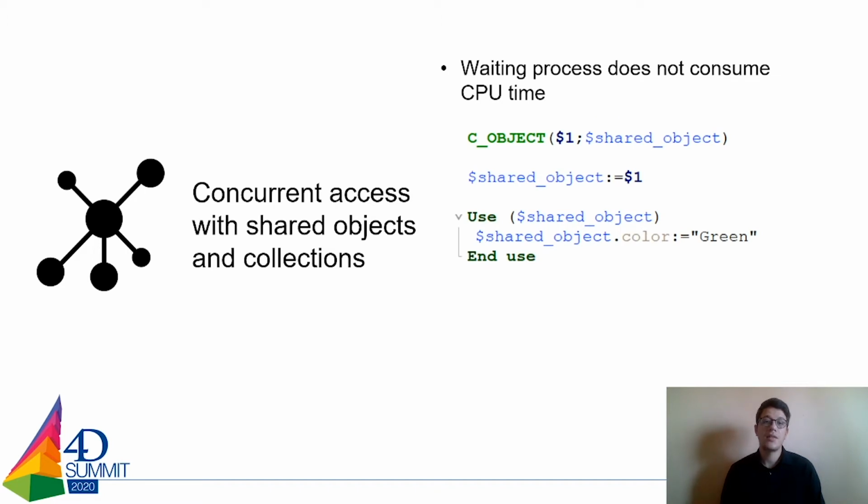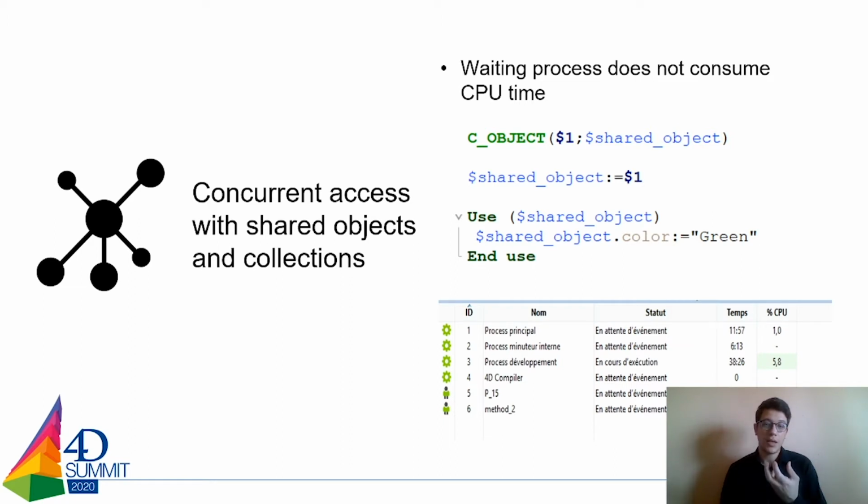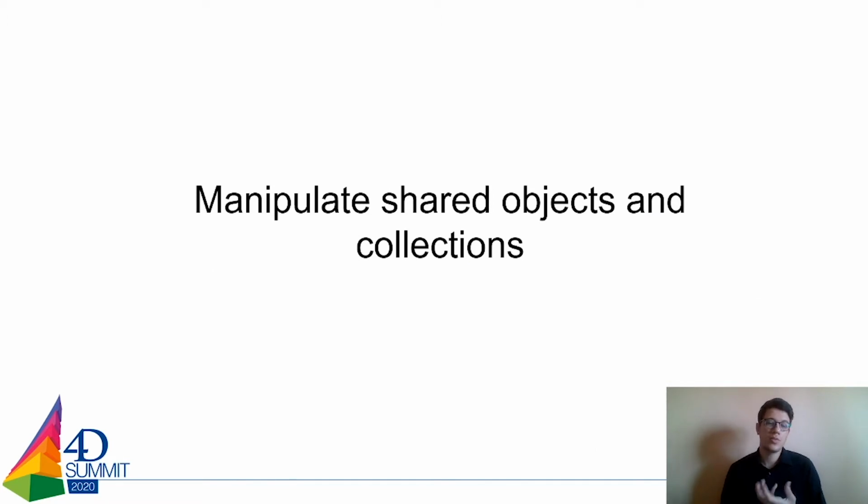The second point is when a process comes to this point and wants to acquire this resource to work with it and modify its value. If this resource is used in another process, then, unlike the use of simple semaphores, our process is in a waiting mode and we're not consuming CPU time. It is really in a state of waiting for events. So that of course could be interesting in terms of performance.